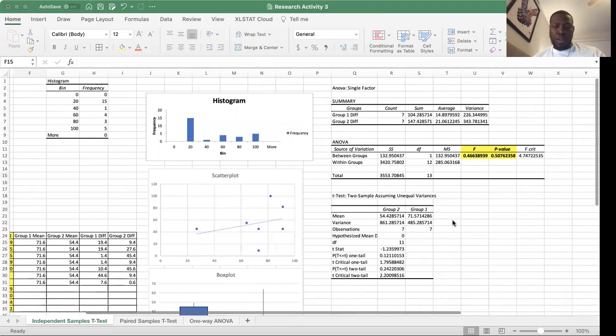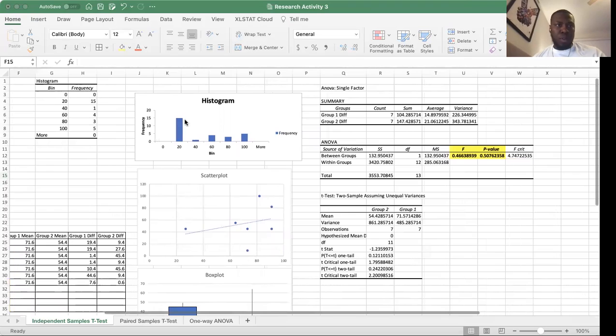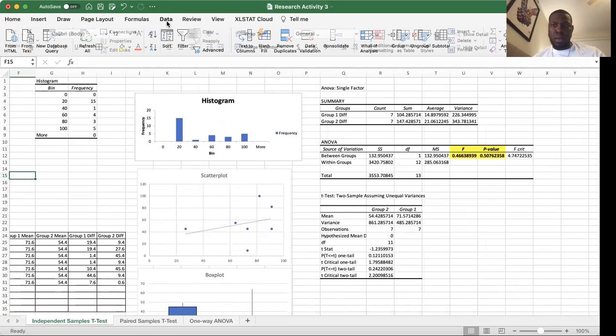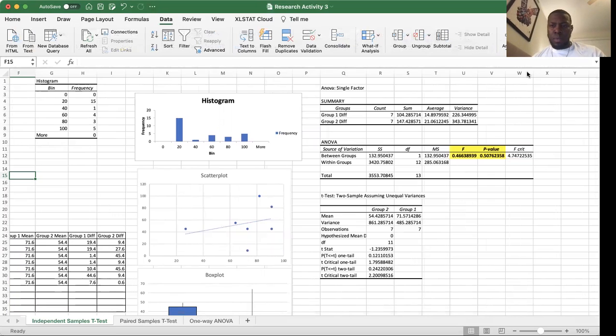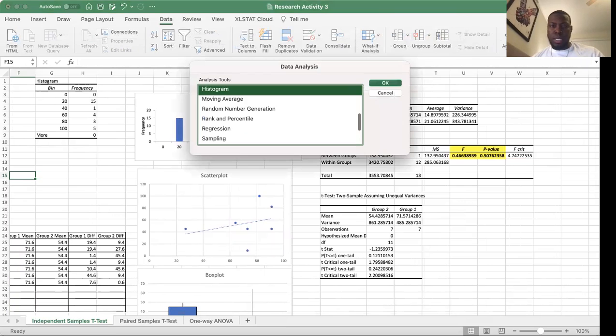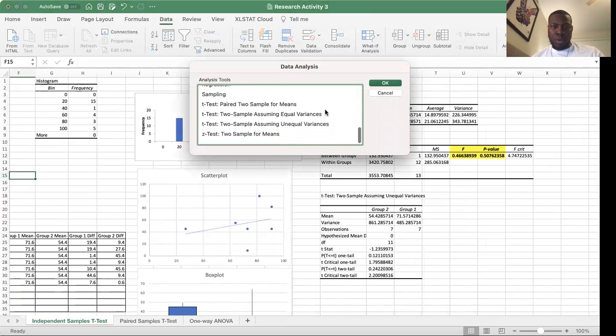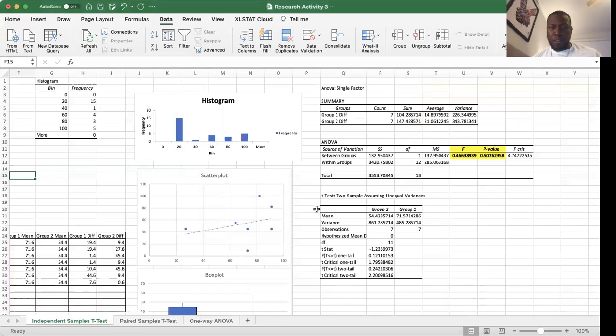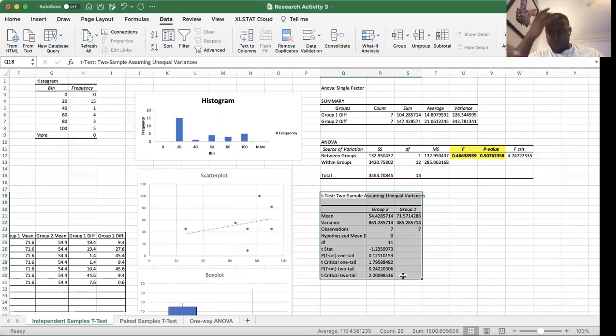So what I'm doing now for the independent samples t-test, I'm going to come back up here and click data. I'm going to move this down. I'm going to click data analysis, and then go to t-test, assuming unequal variances. And then I will press OK. With that information, it will calculate this chart right here.